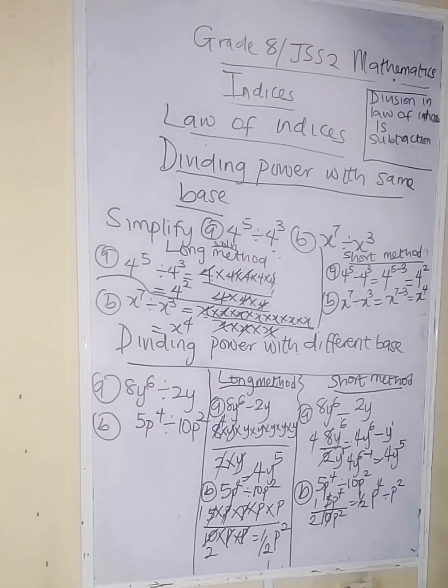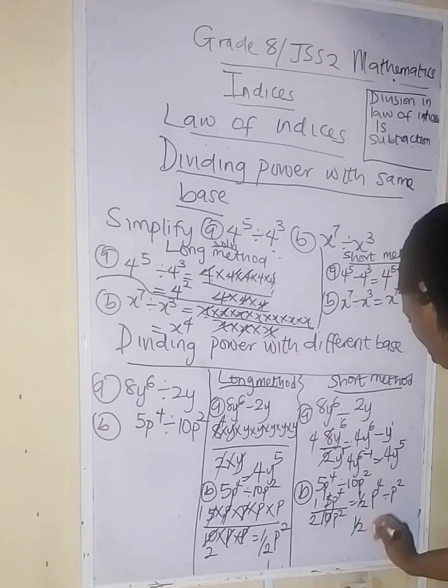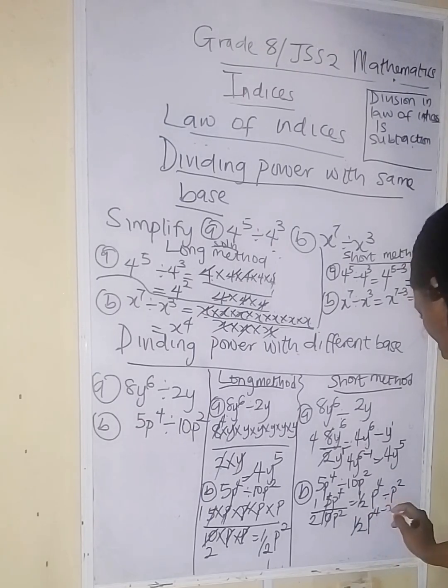Okay, so now we can continue. We can now say 1 over 2 p4 minus 2. So that will be 1 over 2p square. It's as simple as that. Now let's move to the next one now.